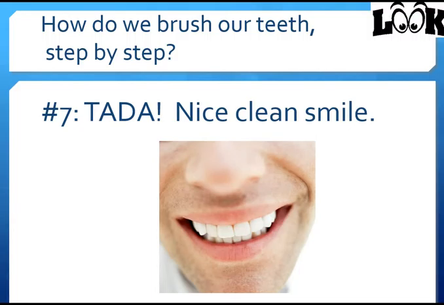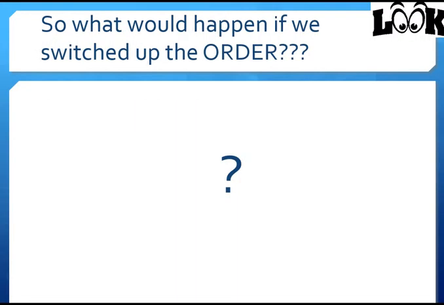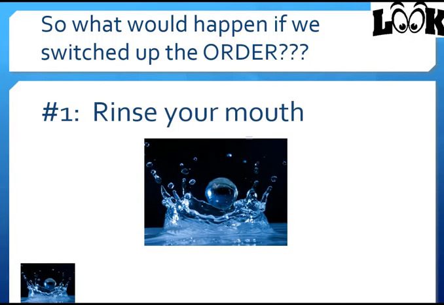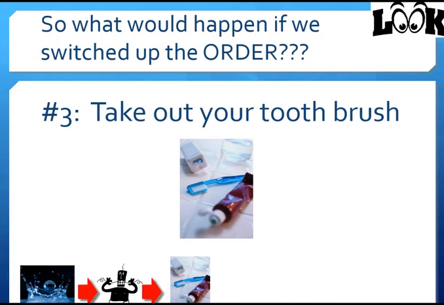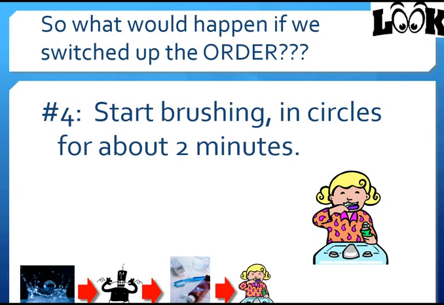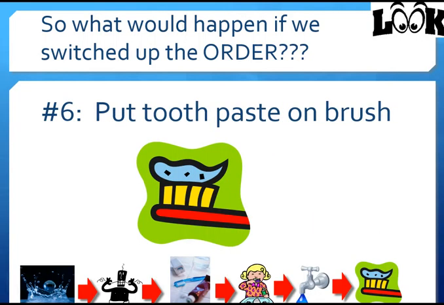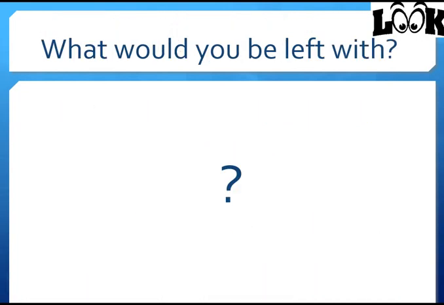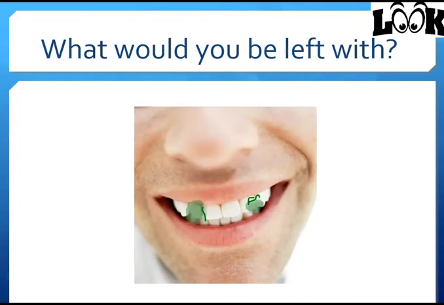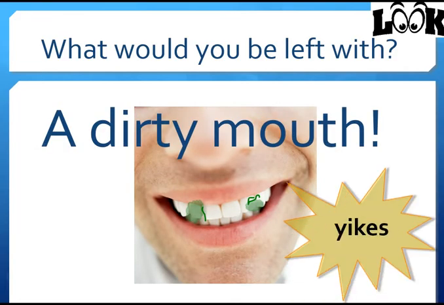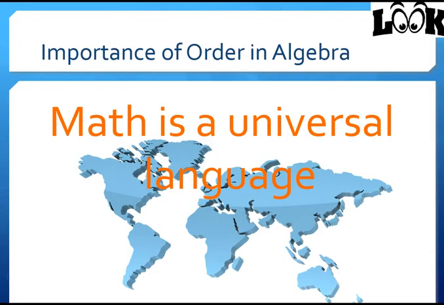The question is, what would happen if I were to switch up that order? Let's say I start by rinsing my mouth, then I floss my teeth, I take out my toothbrush, I brush my teeth, I get it wet, and then I put the toothpaste on at the very end. What would happen? Well, I'd be left with possibly a mouth that looked like that, kind of nasty. Yikes. So there is some importance in order.